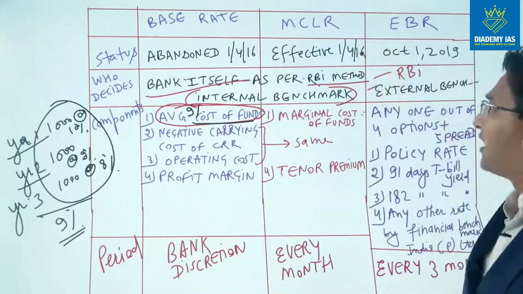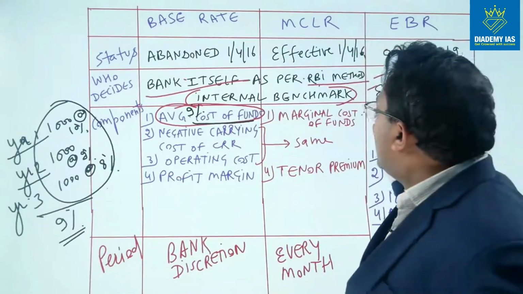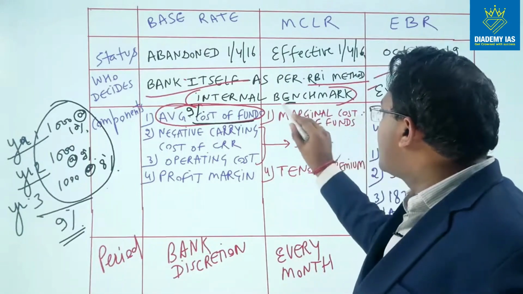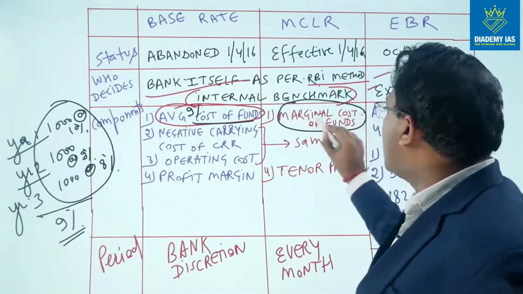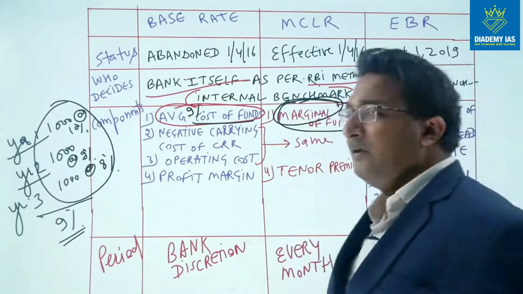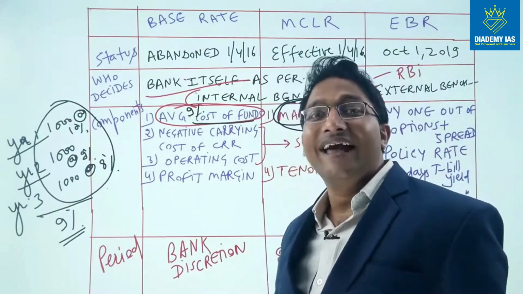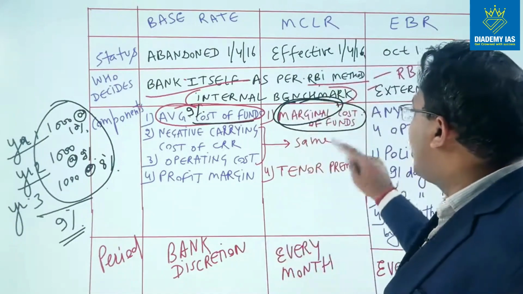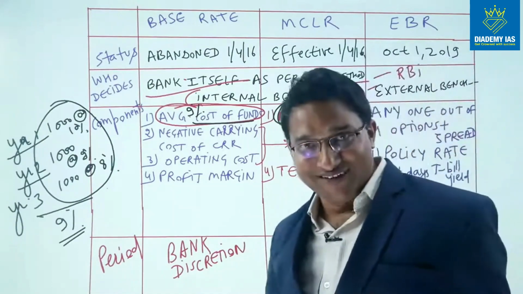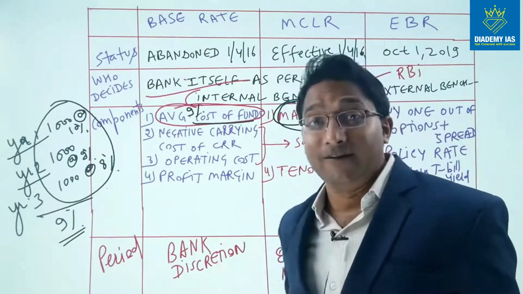Now coming to the MCLR, marginal cost of lending rate. First component is marginal cost of funds. What is the meaning of marginal? The word marginal means additional. So marginal cost of fund means additional cost of fund, the latest cost of fund.